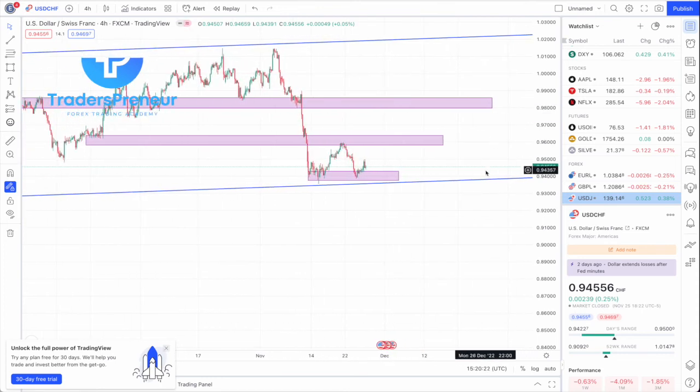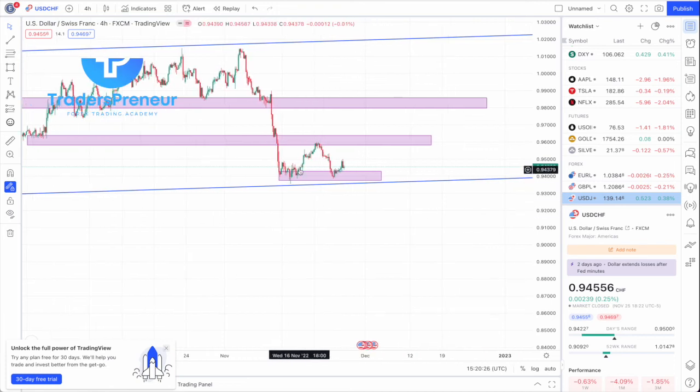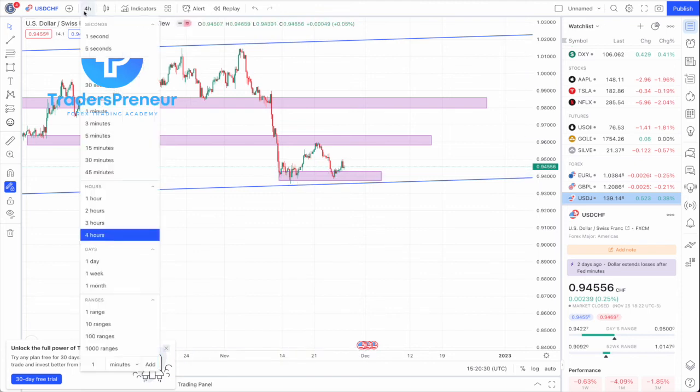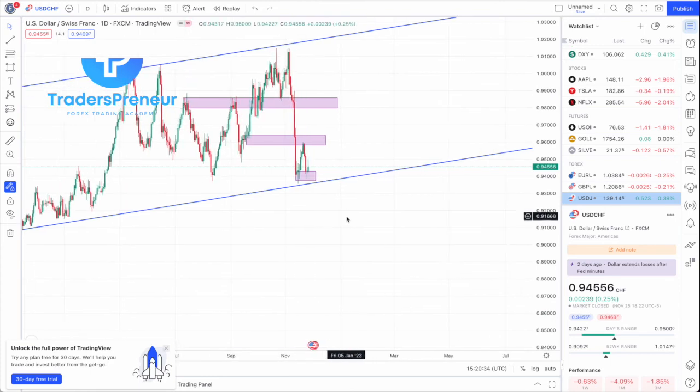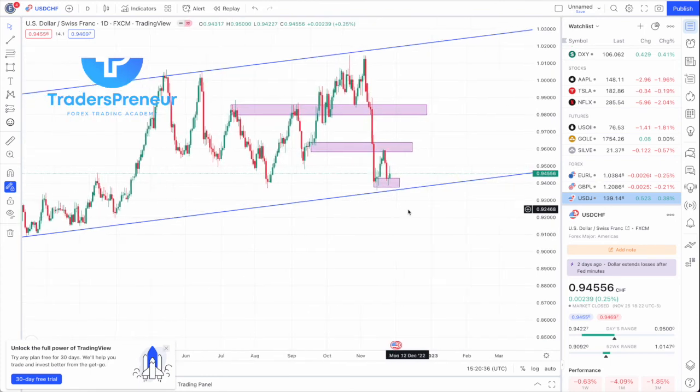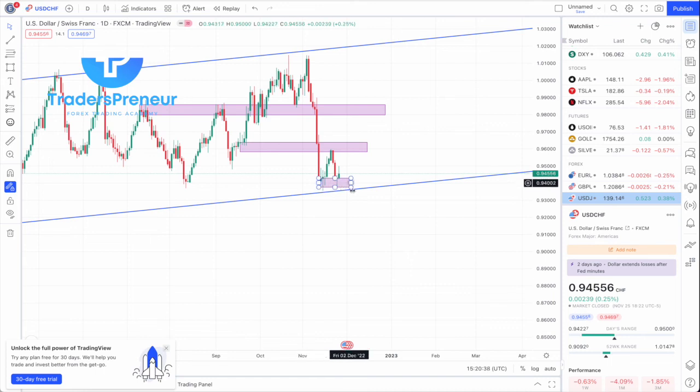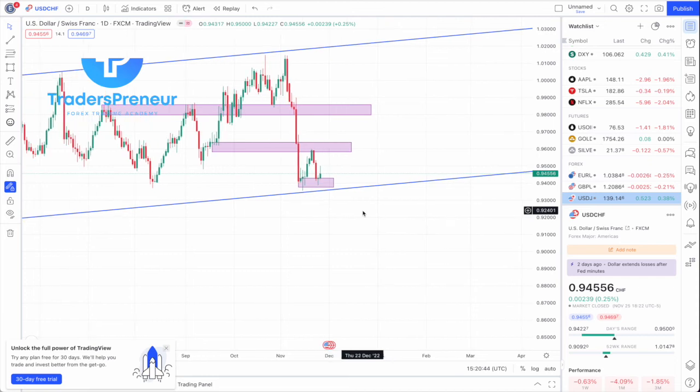We can see that the price already created this double bottom. Let's go back to daily. This is a double bottom structure. We know that a double bottom is a reversal pattern. At what level are we going to buy?